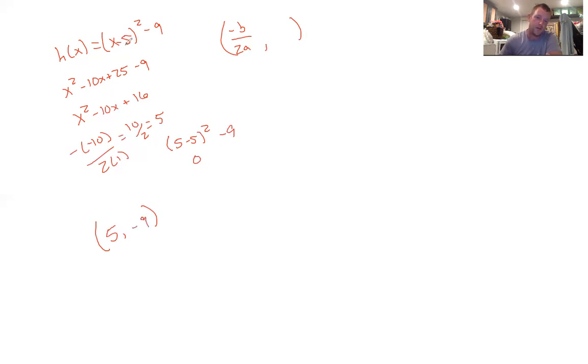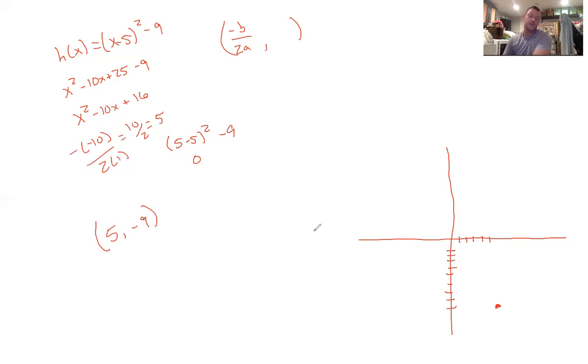See how we did right 5, down 9. I'm going to start my graph. Right 5, down 9. X squared is positive, so it's going to go up in a U. It will hit the x-axis twice.